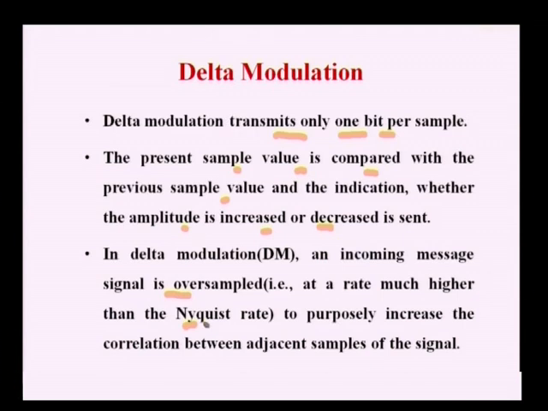This is to increase the correlation between the successive samples. We already discussed that if you take more samples, they will be very close to each other, and the distance between successive samples is very small. This is the requirement in delta modulation, because we are comparing 2 successive samples. If they are very close, then we can retain the original information. If they are far apart, it is very difficult to maintain the original information. That is why we have to sample at a much higher rate compared to the Nyquist rate, that is, Fs much greater than 2 F max. This is preferred in delta modulation.